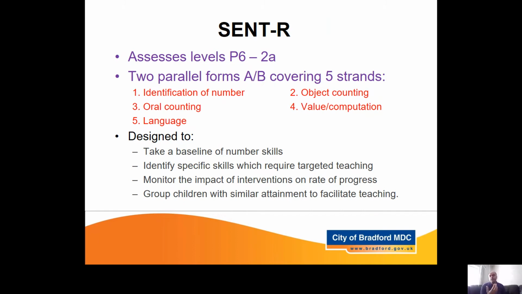There are two parallel forms. It measures skills from the old national curriculum P6 to 2A, so we're talking about that lower end of mathematical ability, and it looks at the very basics: identifying number, object counting, oral counting, value, computation, and language. And it's really good to get a baseline of skills, identify skills for targeted teaching, monitor the impact of intervention, and group children with similar attainment to facilitate teaching. So it's quite a useful resource in that respect.